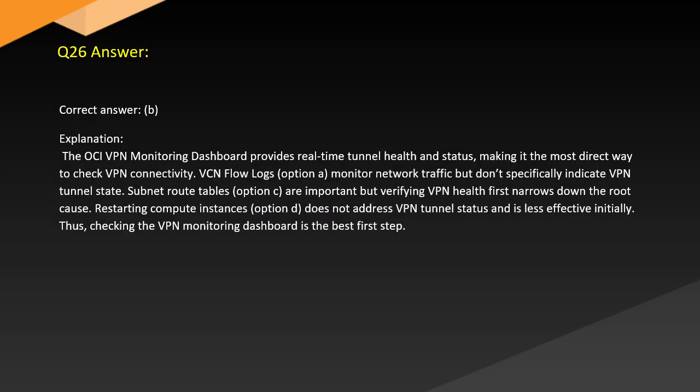Answer. Correct answer: B. Explanation. The monitoring dashboard provides real-time tunnel health and status, making it the most direct way to check VPN connectivity. VCN flow logs, option A, monitor network traffic but don't specifically indicate VPN tunnel state. Subnet route tables, option C, are important, but verifying VPN health first narrows down the root cause. Restarting compute instances, option D, doesn't address VPN tunnel status and is less effective initially. Thus, checking the VPN monitoring dashboard is the best first step.